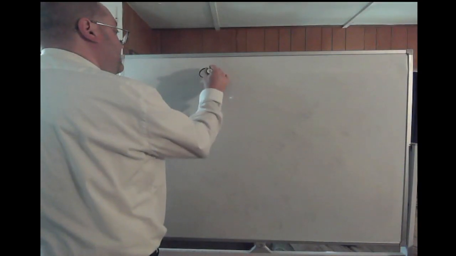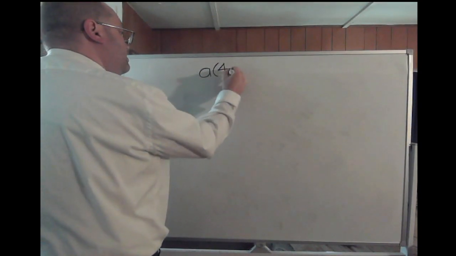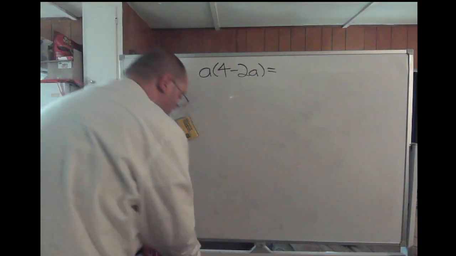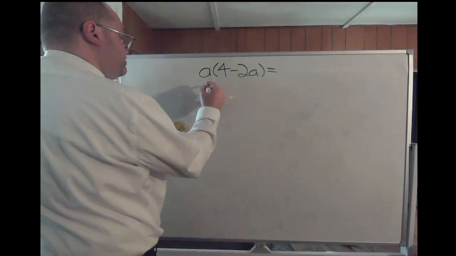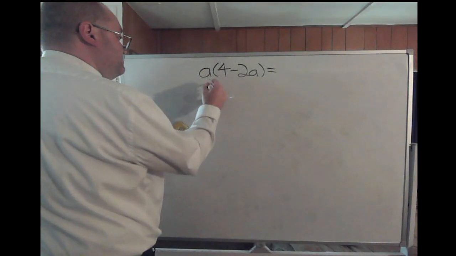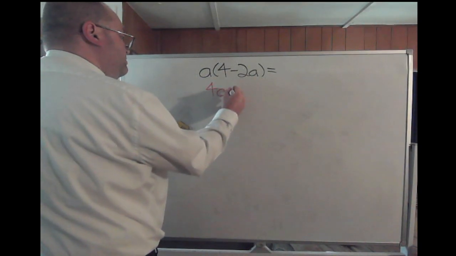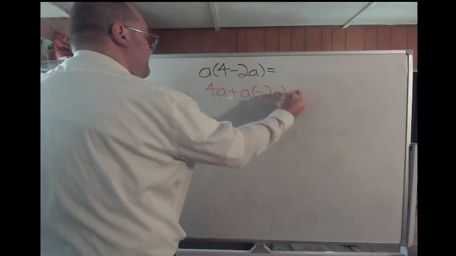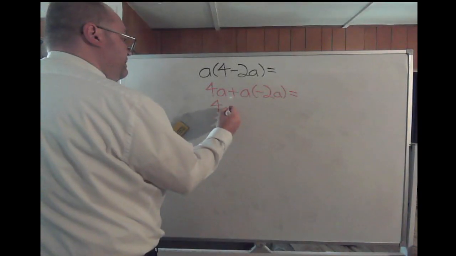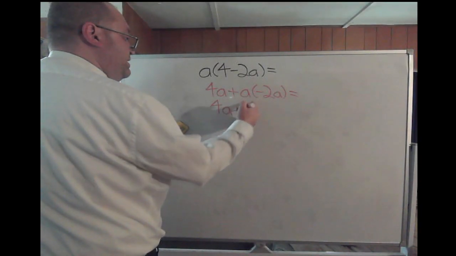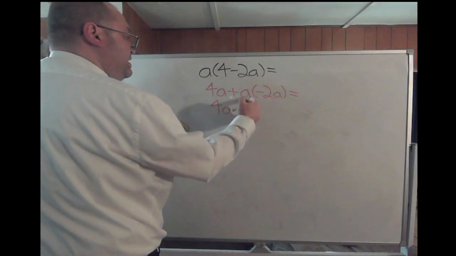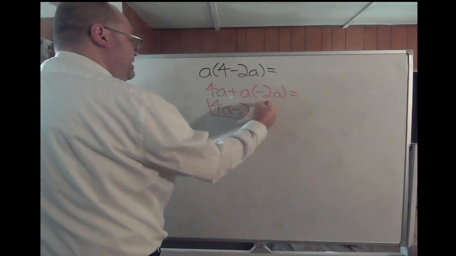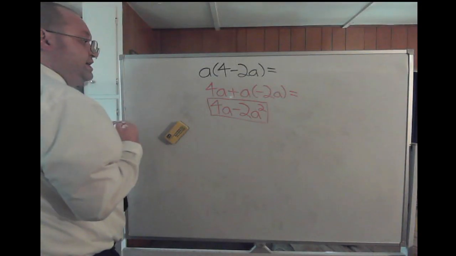Alright, then we have a times 4 minus 2a. Well, you're still going to take your a, distribute that to the 4. So a times 4, that's 4a. Plus you'll take your a times your negative 2a. Well, you'll still have 4a, but a times negative 2a, the coefficient would be negative 2. A times a, that's a squared. So the answer you should get would be 4a minus 2a squared.